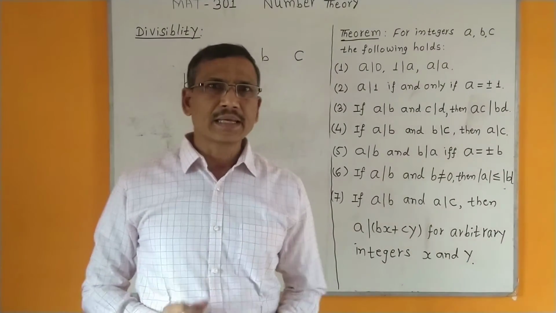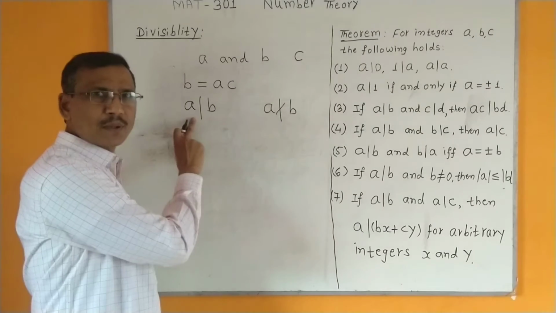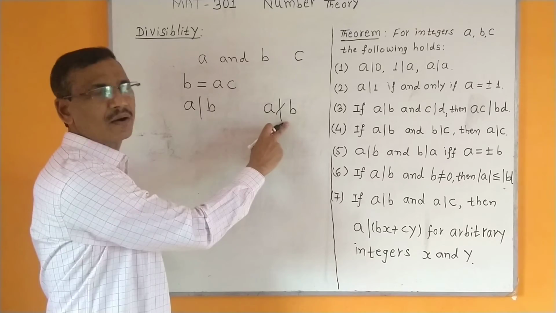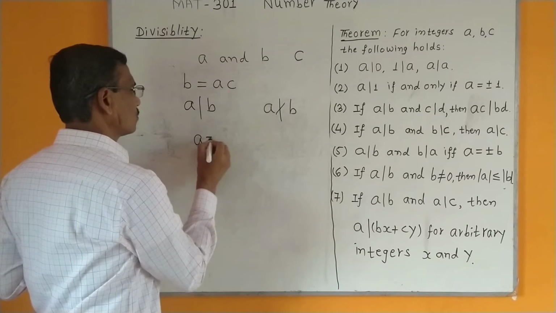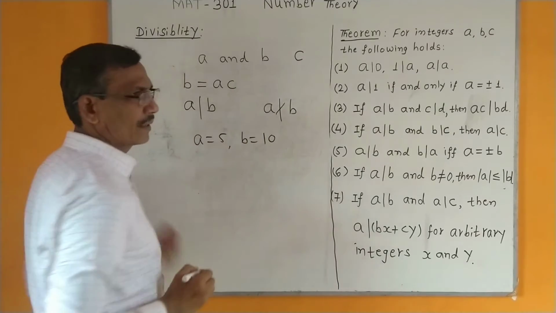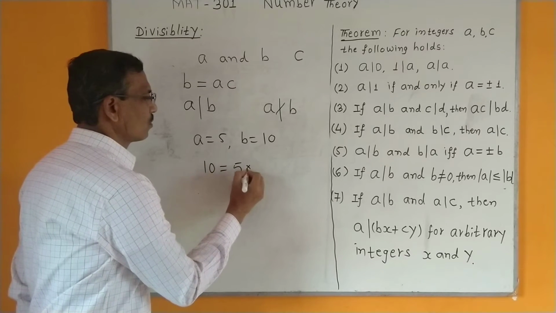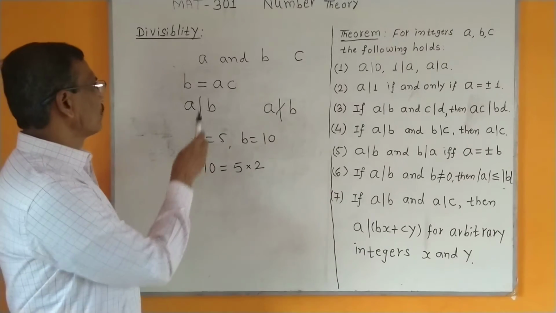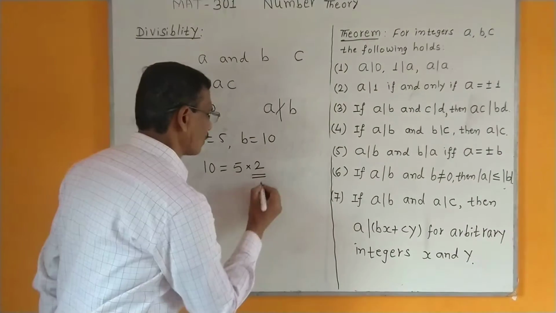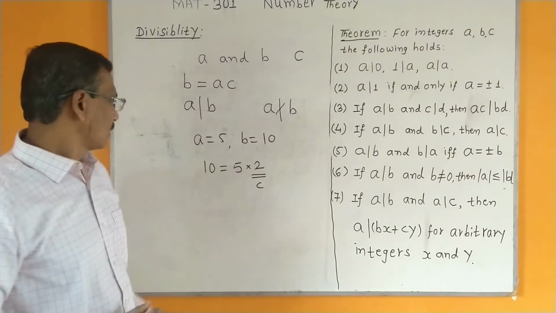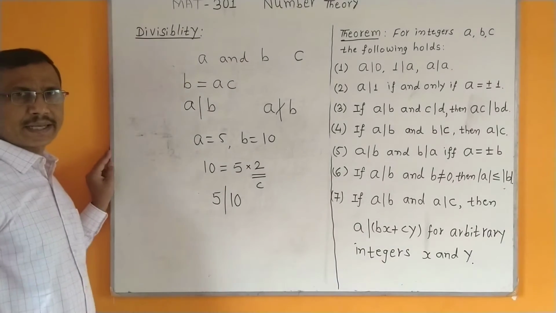If b is not divisible by a, it is denoted like this. This is a divides b, that means b is divisible by an integer a. This a does not divide b can be read as b is not divisible by a. For example, if we consider a is equal to 5, b is equal to 10, we know that this 10 can be written as 5 into 2. That means b is equal to a into c. Here c is 2. That means 10 is divisible by 5, or we write this as 5 divides 10.